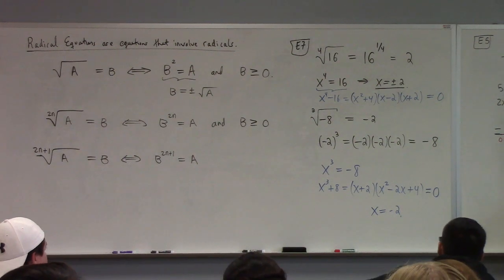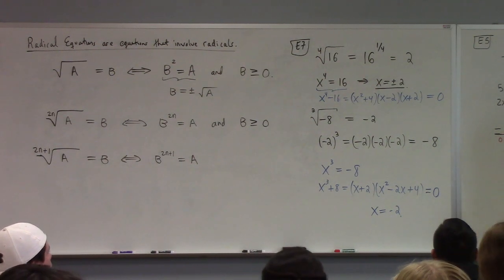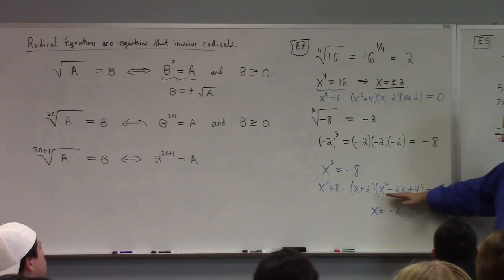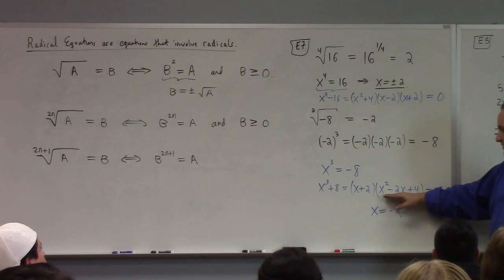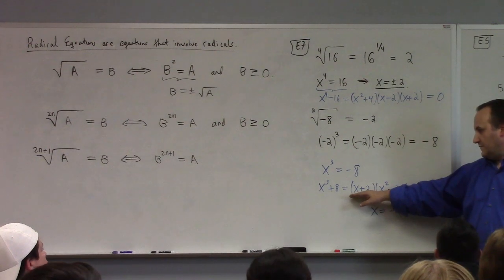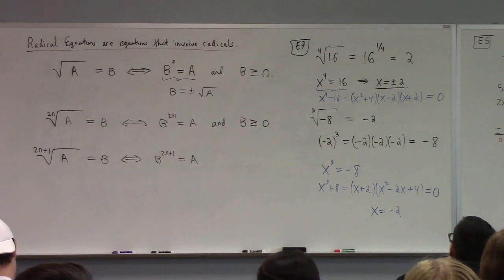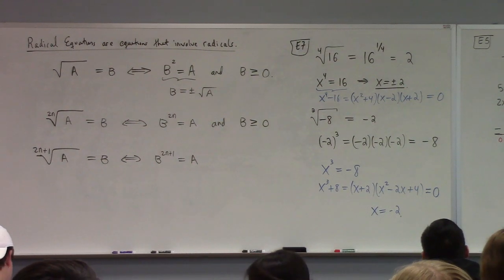Any questions? Yeah. How did you get negative 2 right there? Oh, if this times that is 0, either this has to be 0, which is impossible for any real number, or that has to be 0, which is true for x equal to minus 2. So plug in the negative 2, and that's the answer in the middle.